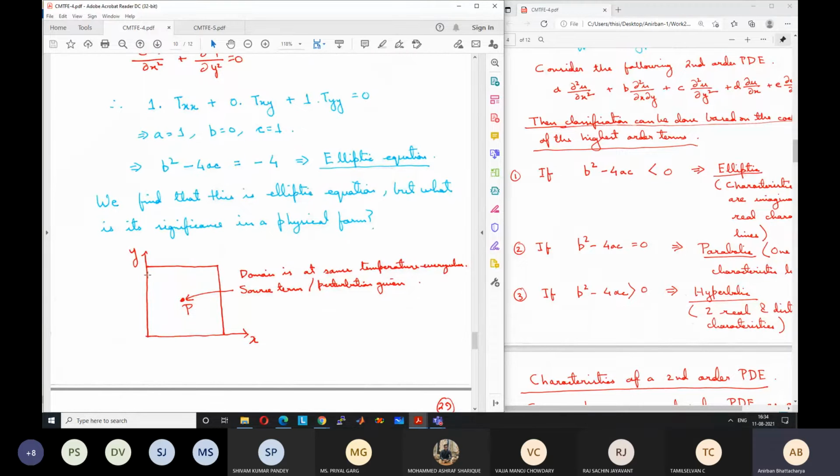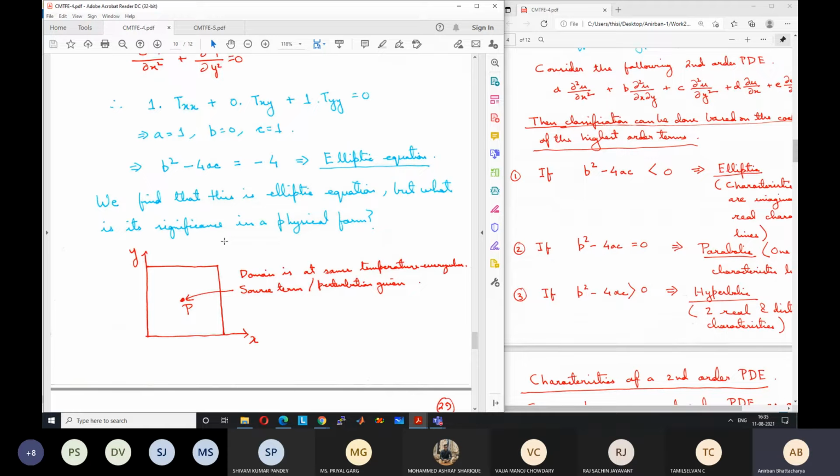Remember that for elliptic equation, we have discussed that there are no characteristic lines. So let us come back to this. There is a domain. Say we are considering a heat conduction problem, and a domain given like this, where the temperature can vary from x equal to 0 to some x value, and from y equal to 0 to some y value. So this is our domain of solution. It can be like a plate. You can consider it like a metallic plate or something like that.